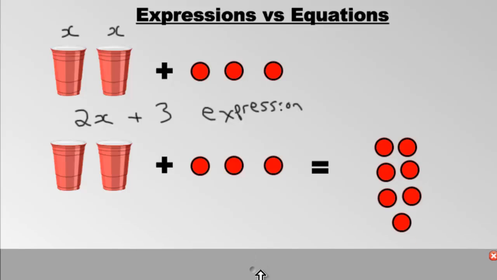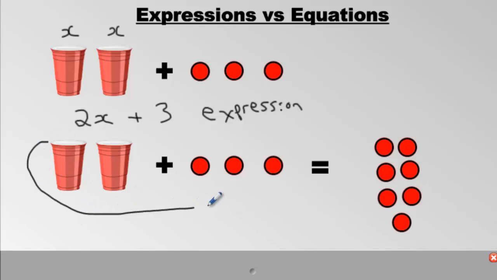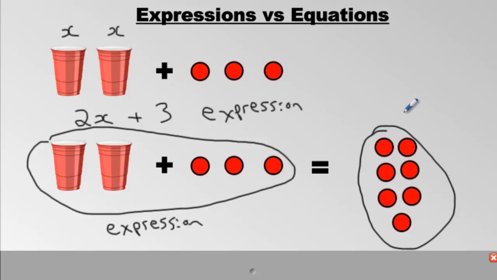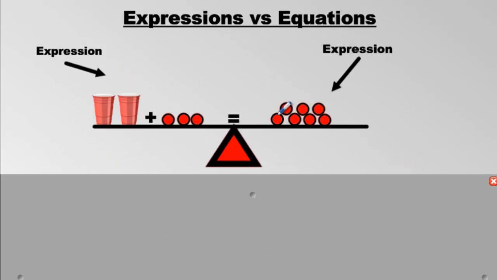But look at this next one. We have the same 2x plus 3. Circle all of this. This is an expression. It is 2x plus 3. And on this side, we have an expression. It is 7. And that equal sign transforms this into what? An equation. Right. We can look at equations on a scale.